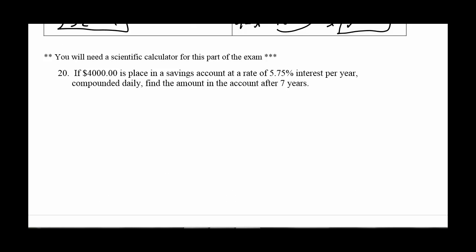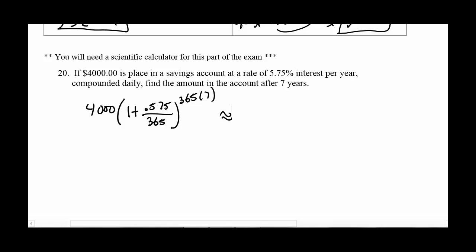Okay, $4,000 is placed in a savings account at a rate of 5.75% per year, compounded daily. Find the amount after 7 years. Okay, so that's our compound daily formula. So I want 4,000 times 1 plus 0.575, over 365 since it's compounded daily. And then raise that to the 365 times 7.